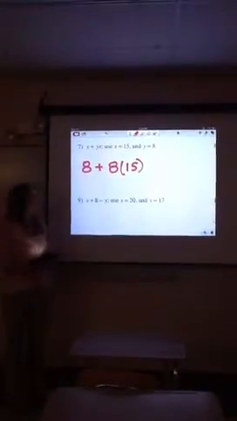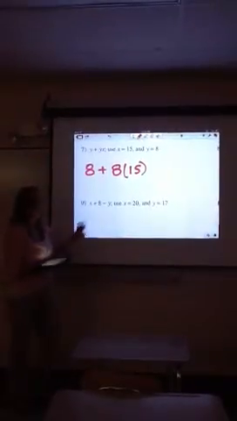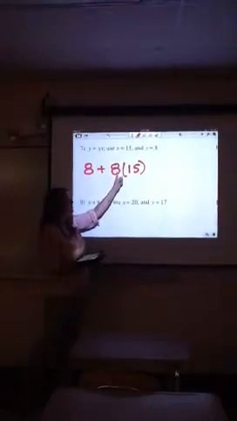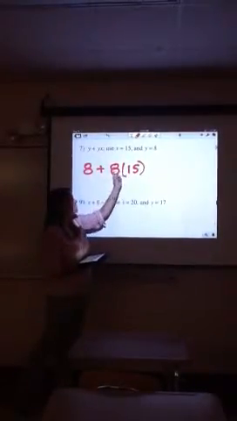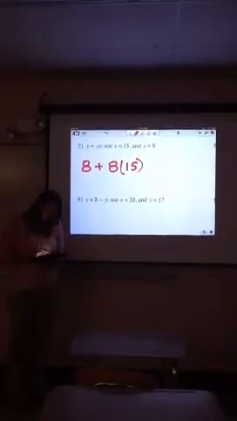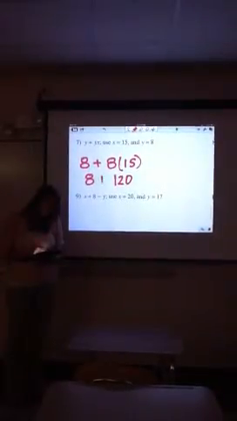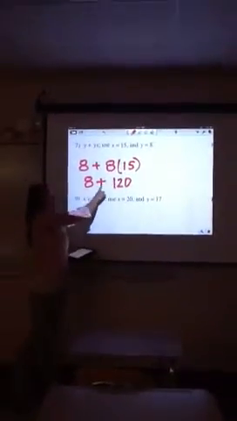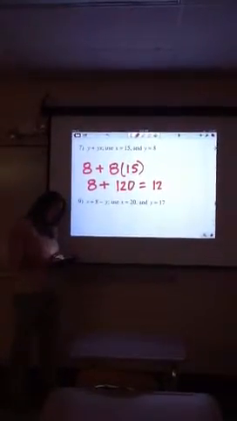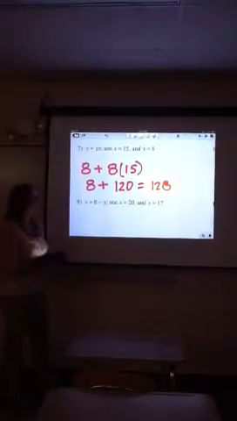where the x is. So again, now that I've plugged in the numbers, I have to consider the order of operations. Multiplication comes before addition. So first I have to think, okay, I have to simplify this. 8 times 15. That's going to be 120. And now I can do this addition. 8 plus 120 will leave me with 128. And that's my final answer.